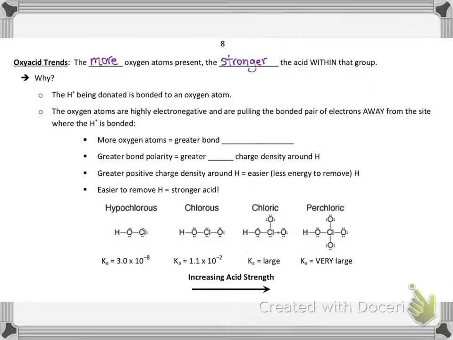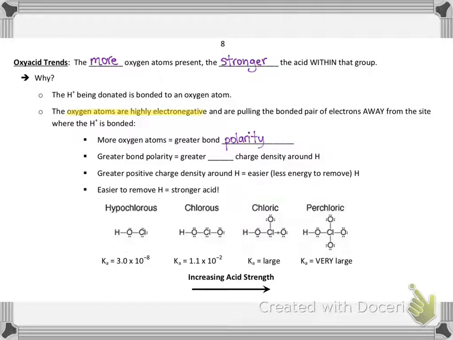Well, remember, in a polyatomic ion, in an oxyacid, where the hydrogen is hooked up to your polyatomic, it has an oxygen. So the hydrogen that's being donated from the acid is bonded to an oxygen atom, and oxygen is highly electronegative. If you're highly electronegative, that means you are pulling really strongly on the bonded pair of electrons, so basically pulling them away from the hydrogen. So if you have more oxygen atoms, you're going to have greater bond polarity.